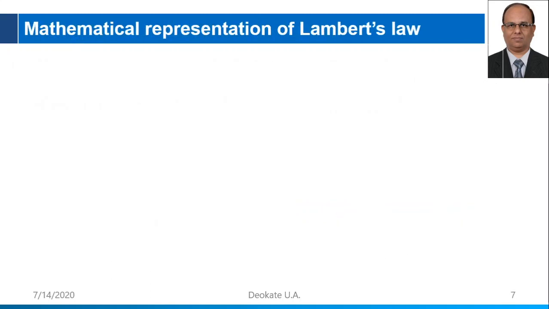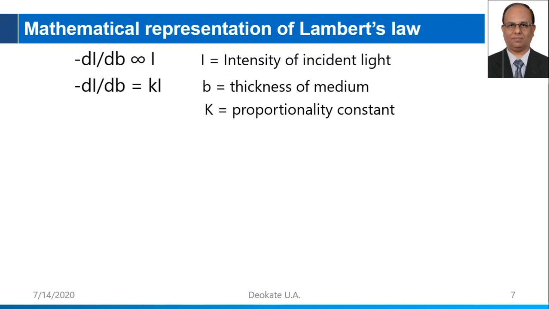So mathematically, we can represent Lambert's law in this way. Minus dI upon dB is directly proportional to the intensity. This minus indicates the decrease in intensity. As you are studying the decrease in intensity, we have to use this minus sign. dI upon dB, B is a path length, is directly proportional to the intensity of the incident light. To take out this proportionality sign, we have to include a constant called K. So now we can write minus dI upon dB equals K I, where B is the thickness of the medium and K is a proportionality constant.